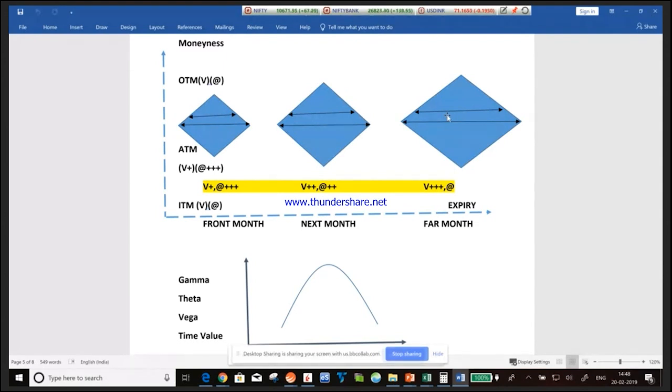Now let's go to the theta impact. What do we know about theta? Theta hurts the option buyer and helps the option seller. That is, theta is negative for an options buyer and theta is positive for an option seller. Is this understanding correct? Right?